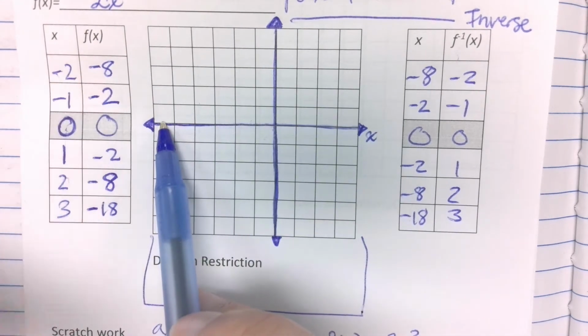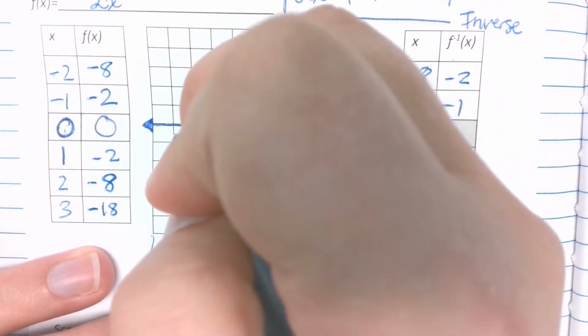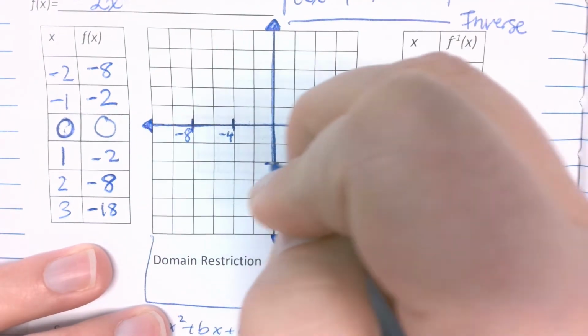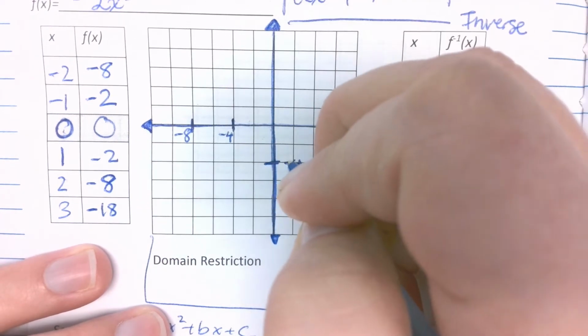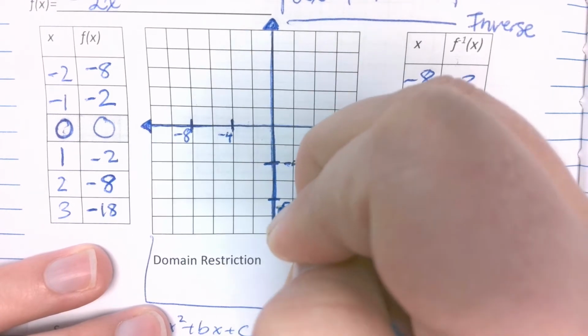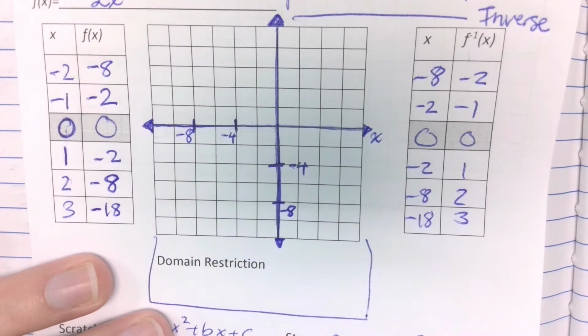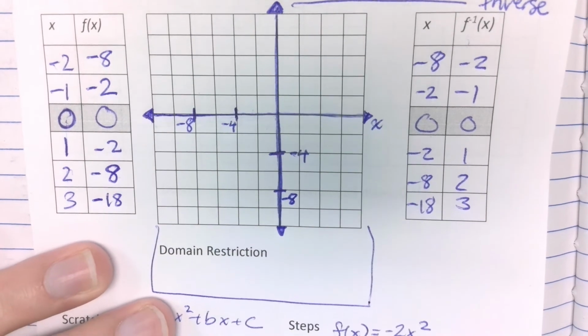So I'm going to count by 2s. Are you guys okay with that? So this is going to be -4. This is going to be -8. This is -4. This is going to be -8. I could do 2 and 6. It's just if I write that many things on there, it's going to be hard to read my graph.